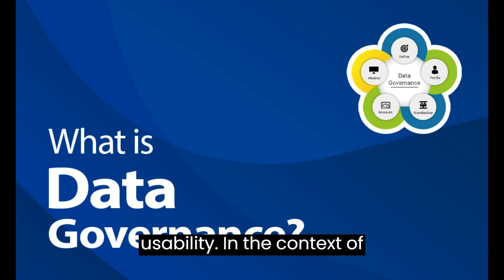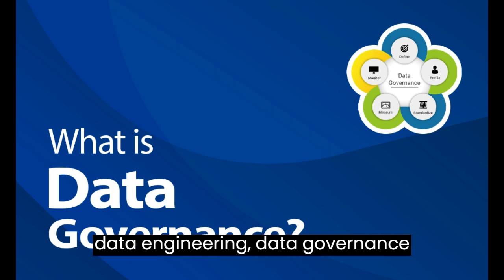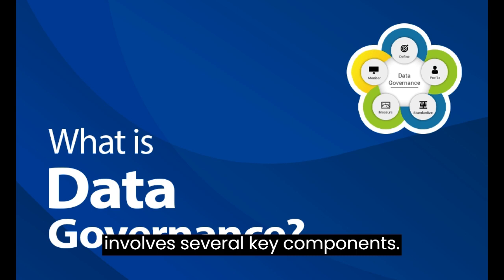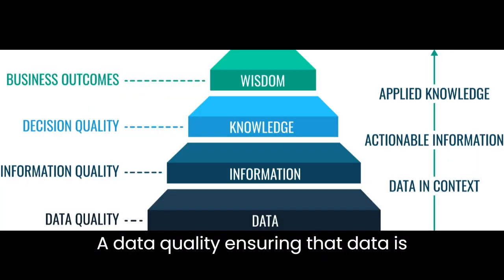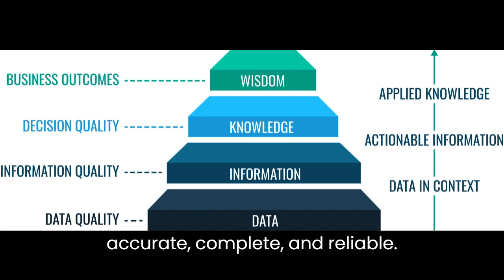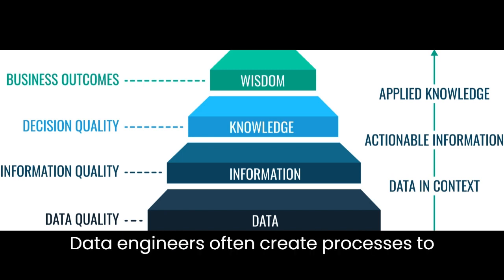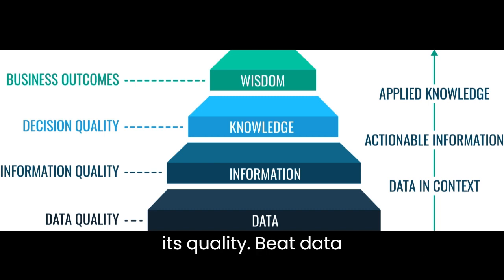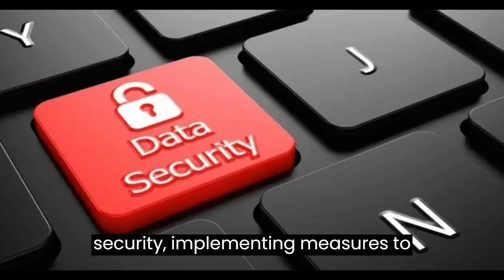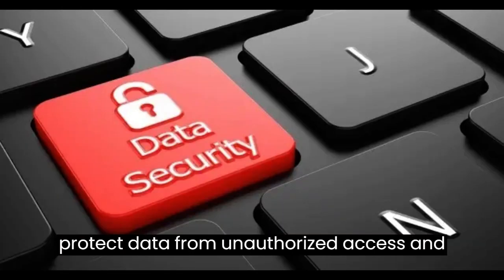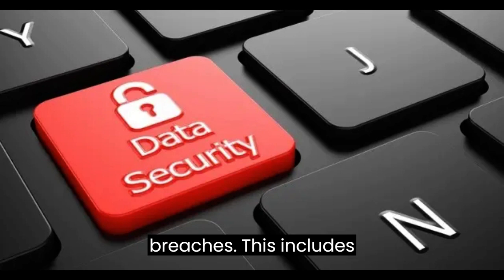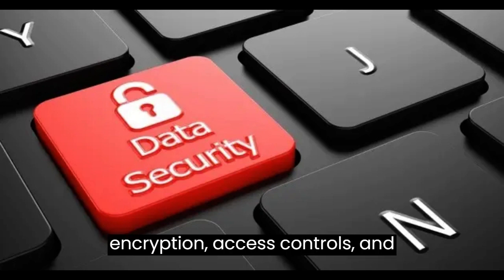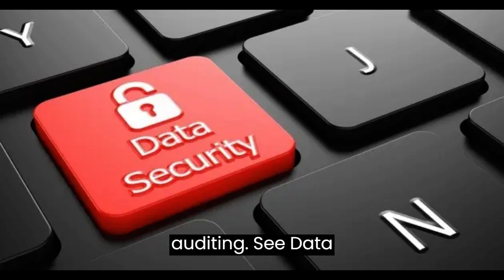In the context of data engineering, data governance involves several key components. A. Data quality, ensuring that data is accurate, complete, and reliable. Data engineers often create processes to cleanse and transform data to maintain its quality. B. Data security, implementing measures to protect data from unauthorized access and breaches. This includes encryption, access controls, and auditing.